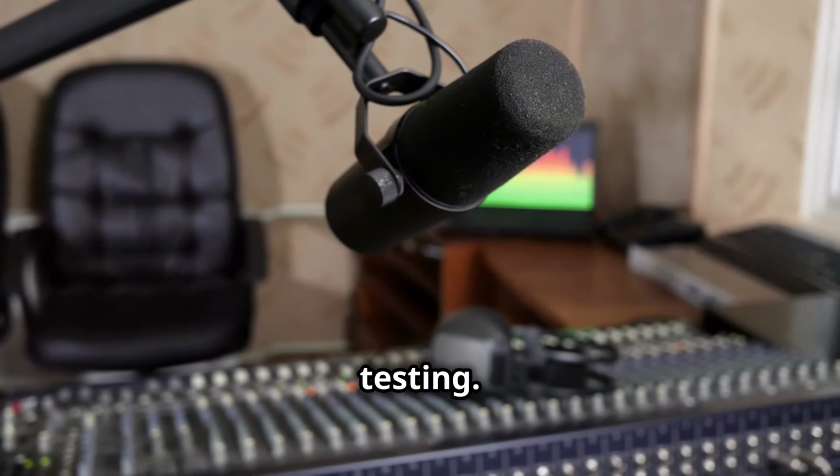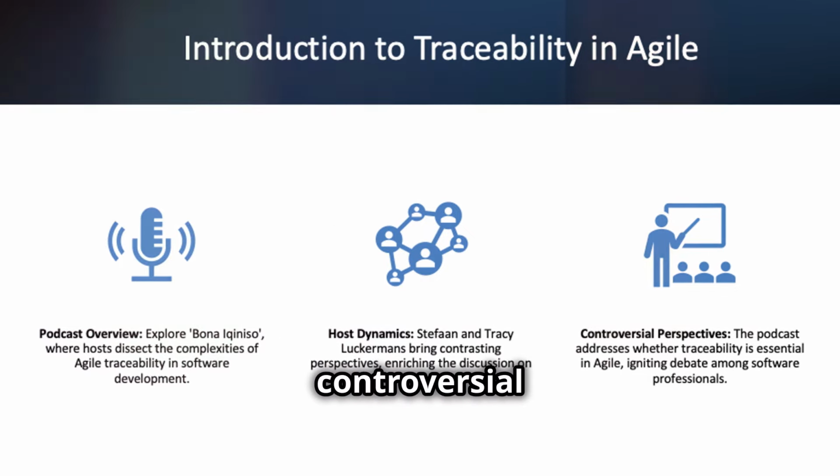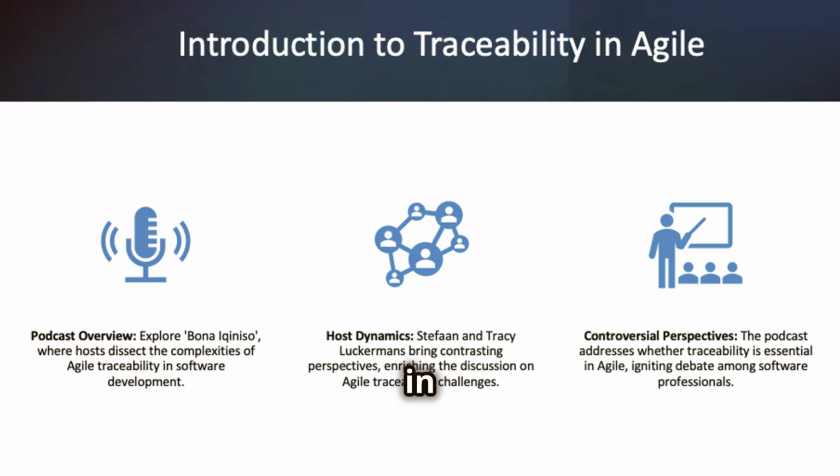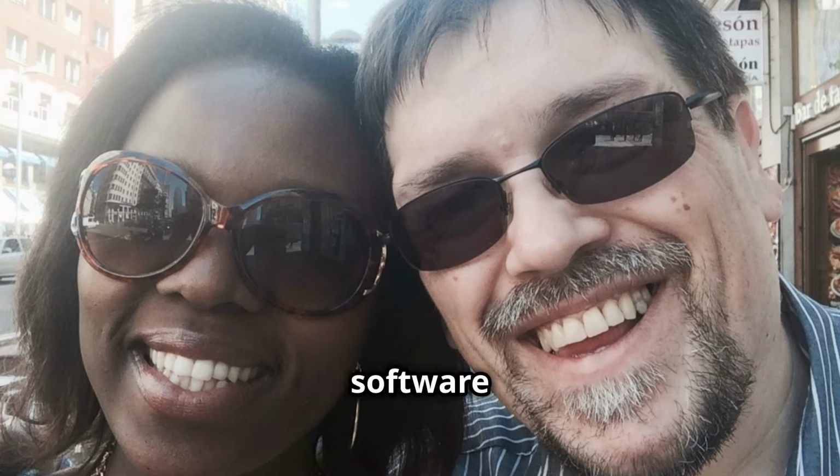I'm your host, Stefan Luckermans, and today we're diving into a controversial topic, which is traceability in Agile. We will explore if traceability is needed in Agile software development.